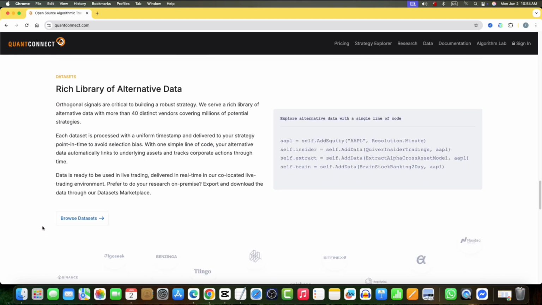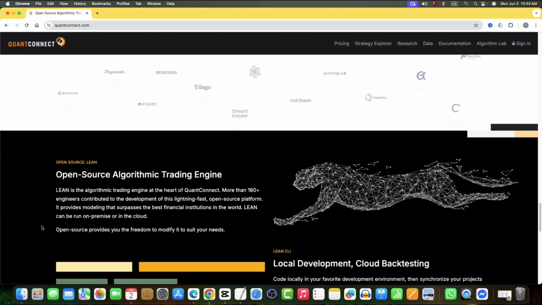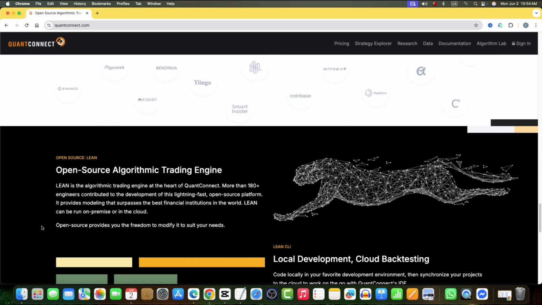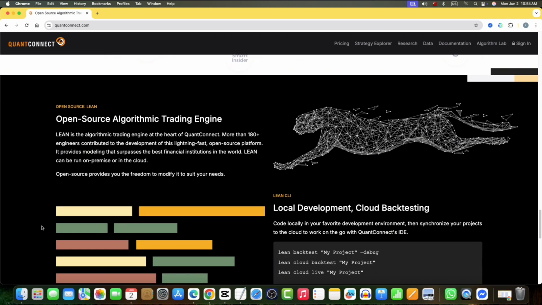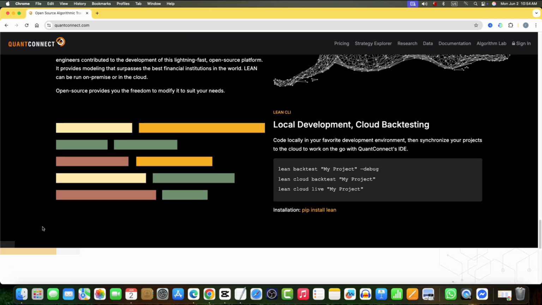So, should you use it? If you know the basics of programming and want to automate your trading, yes, absolutely. But if you're just starting out, try paper trading or simpler platforms first.